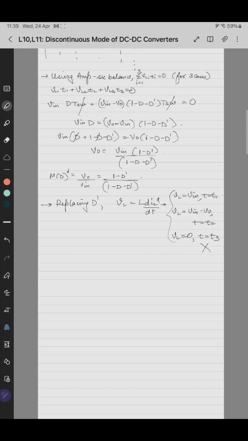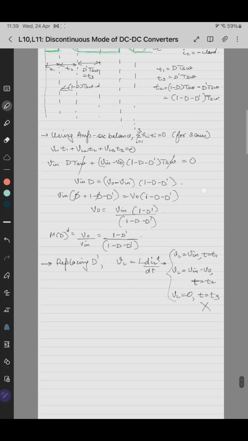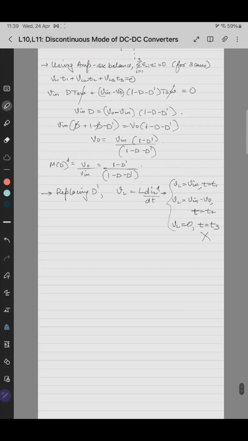So VL equals 0 we will not use. And T equals T1: what is T1? T1 is D into T switching, and VL is V in. We want to replace D dash in terms of known parameters. If we use T equals T1, we'll get it in terms of D, not in terms of D dash, so we will not be able to replace it. So we'll not take this; we'll take only T equals T2.